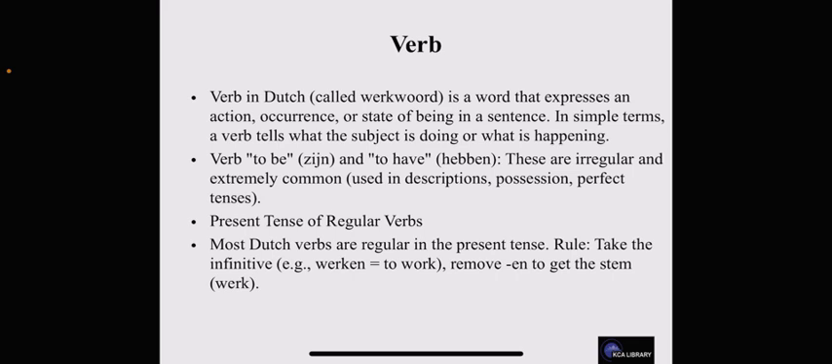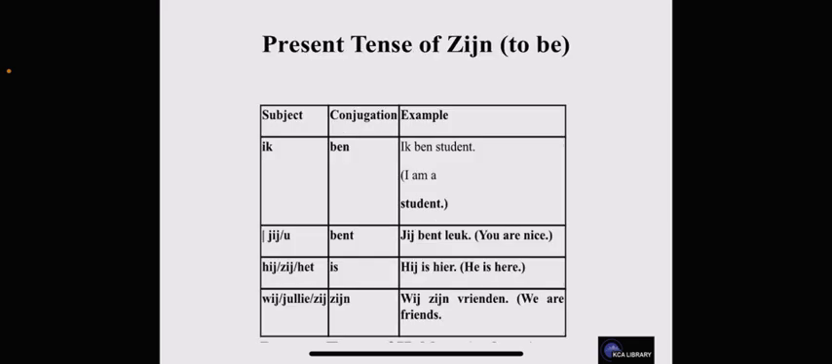Present tense of regular verbs. Most Dutch verbs are regular in the present tense. Rule: take the infinitive, e.g. werken, meaning to work, remove -en to get the stem, werk.